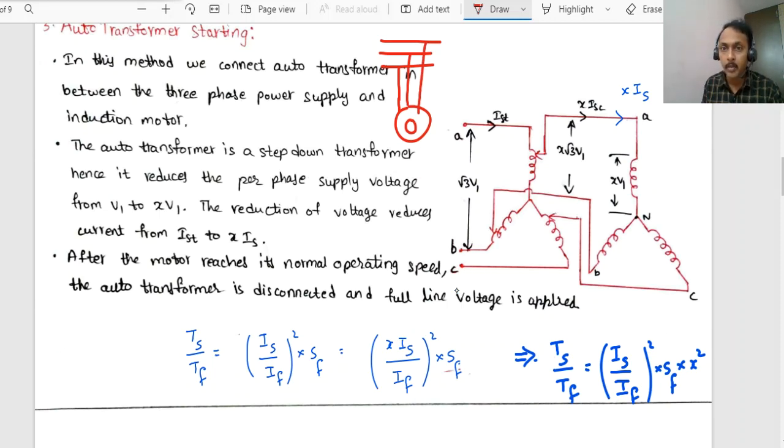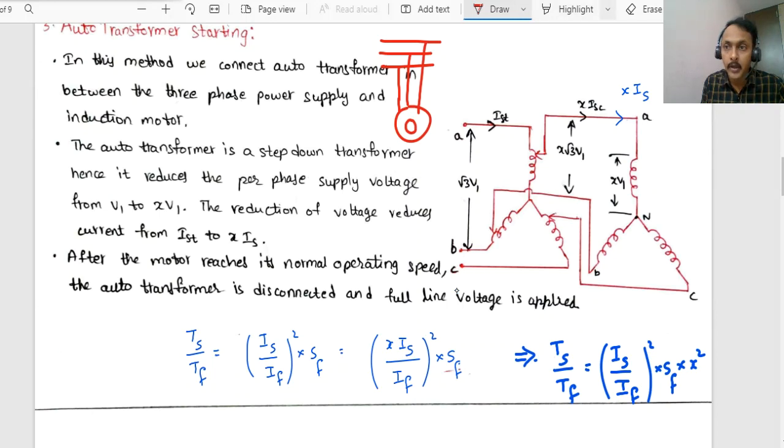Because we gave the supply directly, the motor draws a huge amount of starting current. Now, by using an intermediate device, an auto transformer, instead of directly giving the supply, we will control the amount of voltage given to the stator winding. The auto transformer is given the three-phase supply, and its output voltage will be given to the stator winding.